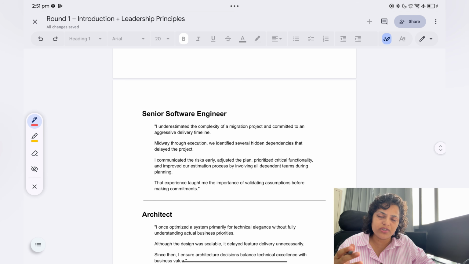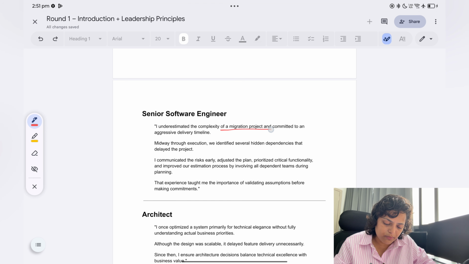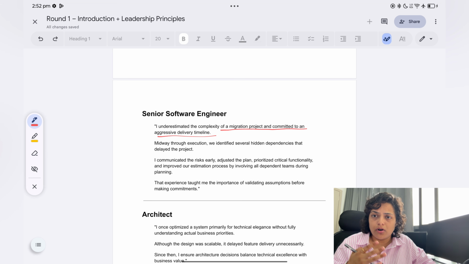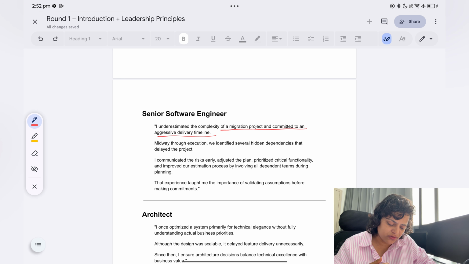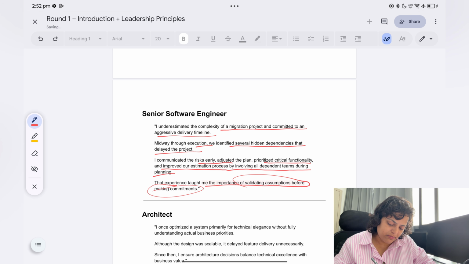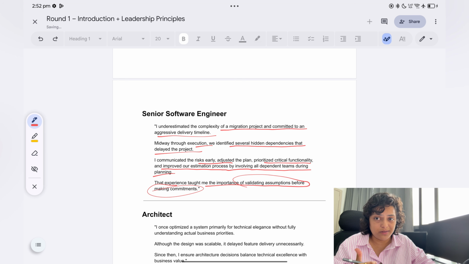Okay, so the senior software engineer would say that I underestimated the complexity of a migration project and committed to an aggressive delivery timeline. This is a common mistake all do, right? Because initially you don't have that broad understanding of things. So that is a very common mistake everybody will make, and that's completely fine. Midway through execution, we identified several hidden dependencies that delayed the project. I communicated the risk early, adjusted the plan, prioritized the critical functionality, and improved our estimation process by involving all the dependent teams during planning. That experience taught me the importance of validating assumptions before making commitments.